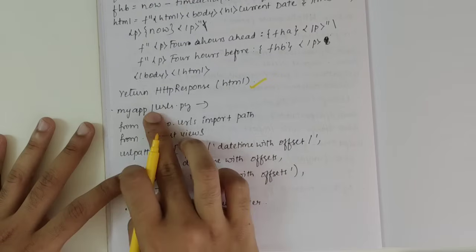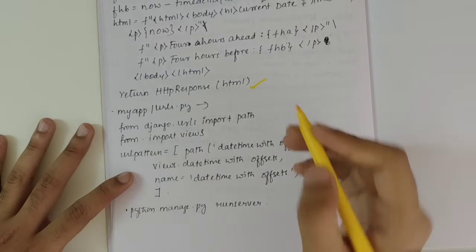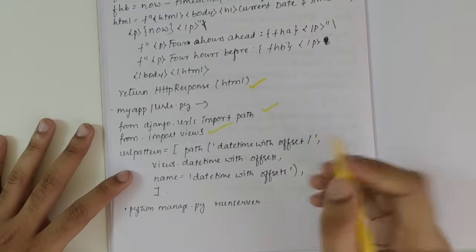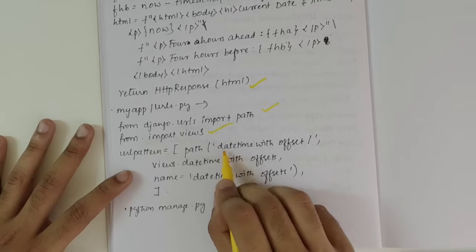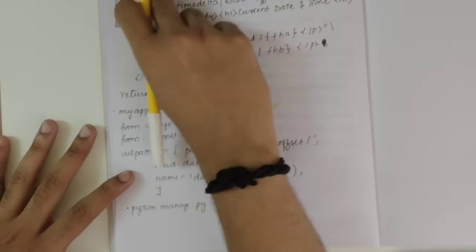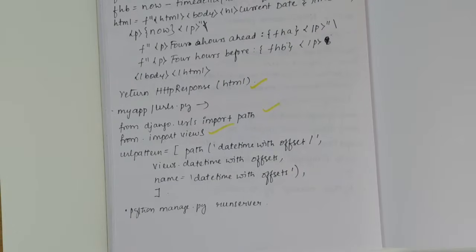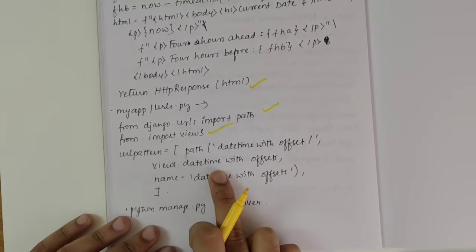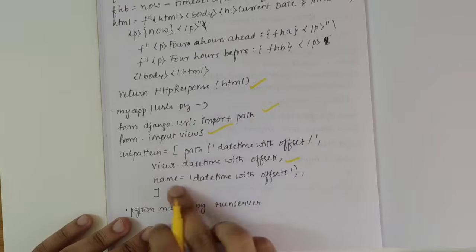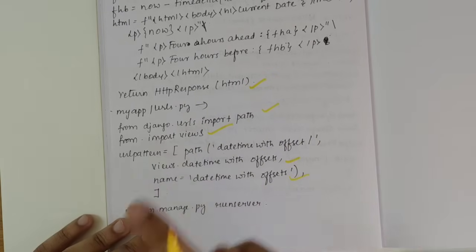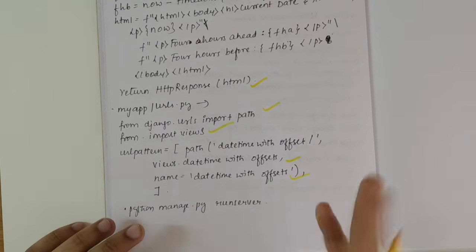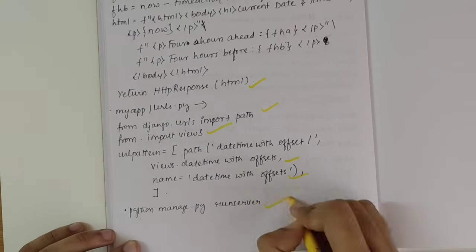In myapp's urls.py, again import path, views, path, datetime_with_offset, whatever the function I'm defining, I'm calling it here, mapping it here, right? views.datetime_with_offset, again calling it here, and here I'll be specifying the name and closing it. And in the settings part, it's again the same. Here python manage.py runserver.